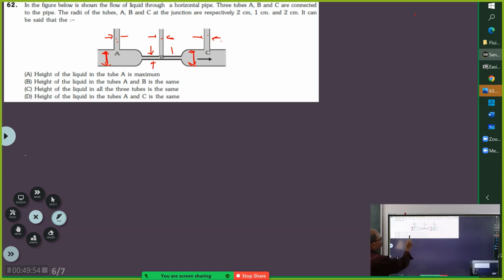Therefore the velocities at A and C are the same. The velocity at B is different, and since it is a narrow tube, the velocity at B is more, so the pressure there is less. The pressure at these two points is the same, so the height of the liquid in tubes A and C must be the same. So D should be the option.